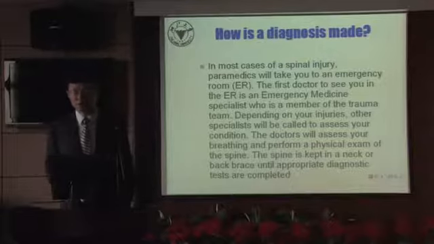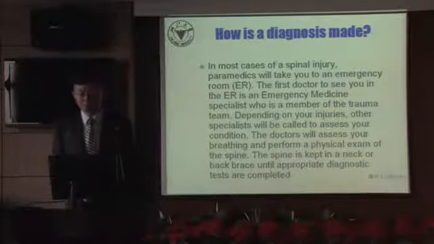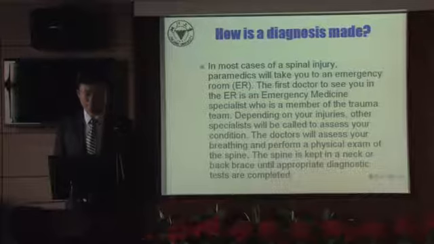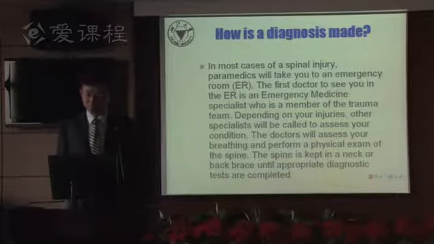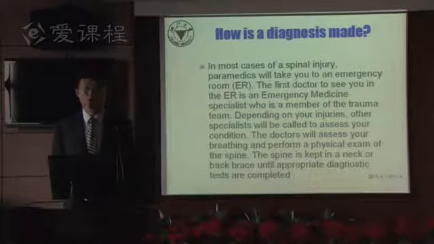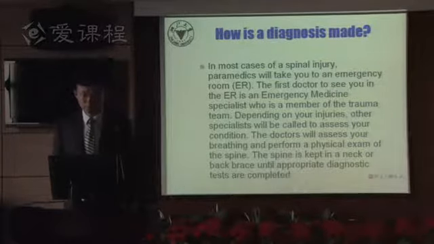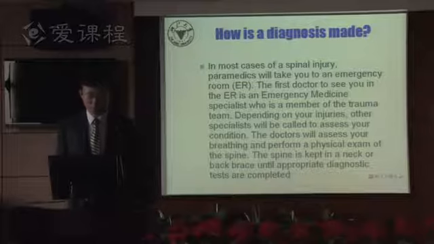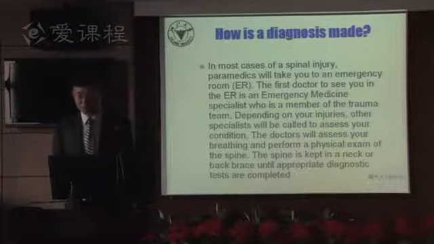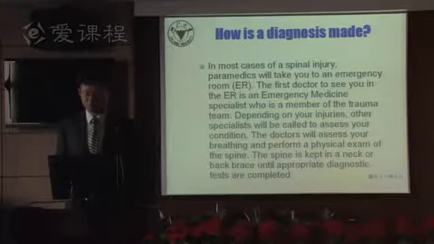How is the diagnosis made? In most cases of a spinal injury, paramedics will take you to an emergency room. The first doctor to see you in the emergency room is an emergency medicine specialist who is a member of the trauma team. Depending on your injuries, other specialists will be called to assess your condition. The doctor will assess your breathing and perform a physical examination of the spine. The spine is kept in a neck or back brace until appropriate diagnostic tests are completed.